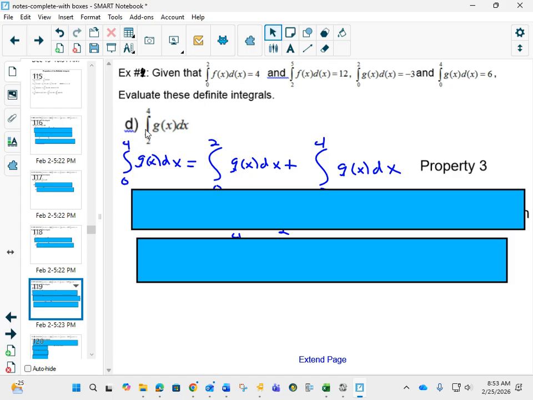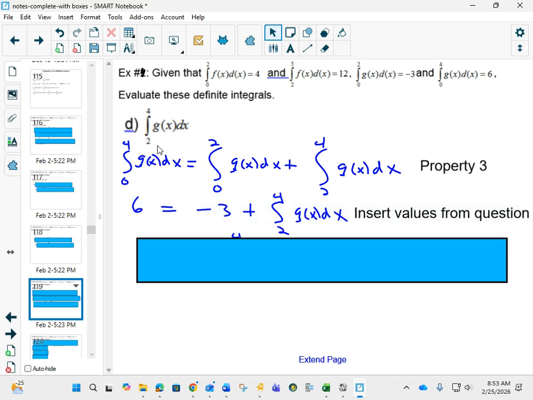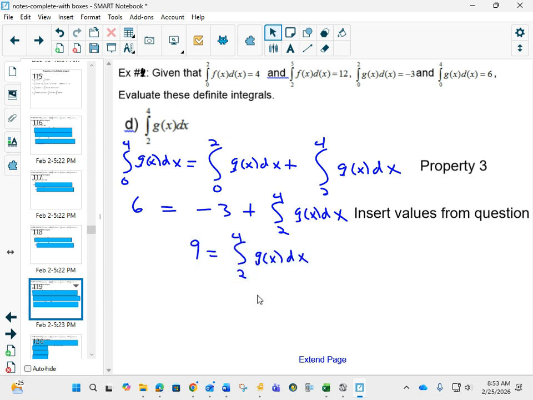So in D, from 2 to 4, well, you know that you have 0 to 4, and 0 to 4 will equal 0 to 2 plus 2 to 4. Now, if we insert the values, we know this was 6, this was negative 3. So we can just move the 3 over, and that tells us the change had to be 9 from 2 to 4.